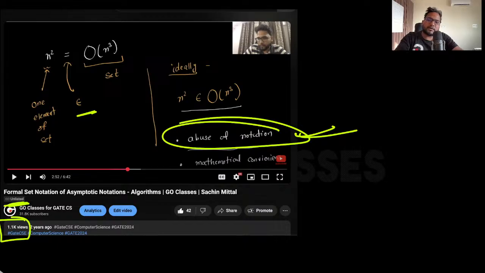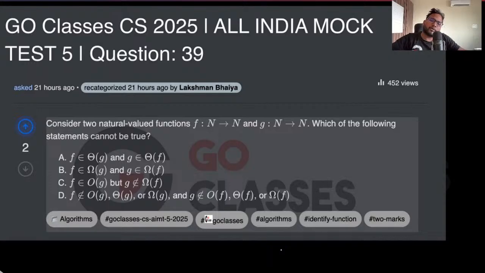Now let's just continue with this question. What is this question saying? It's an easy question, by the way. Now what this question is saying is that f and g are related: f belongs to theta of g. Then you can write like this. They are asking which cannot be true. So actually this is true.